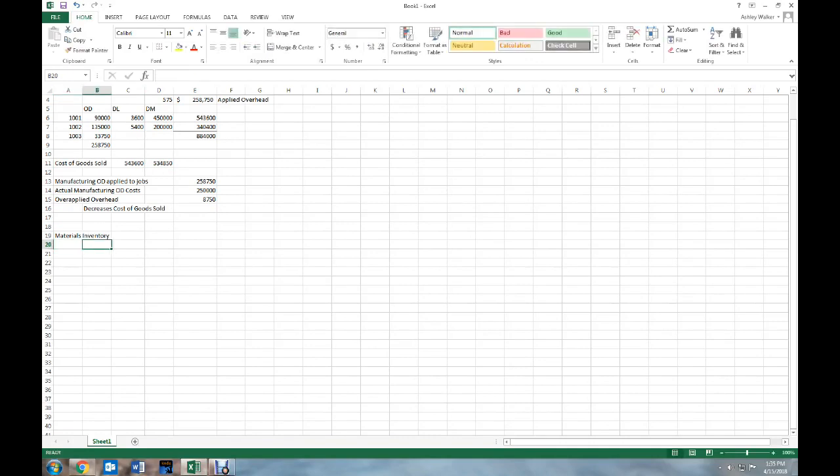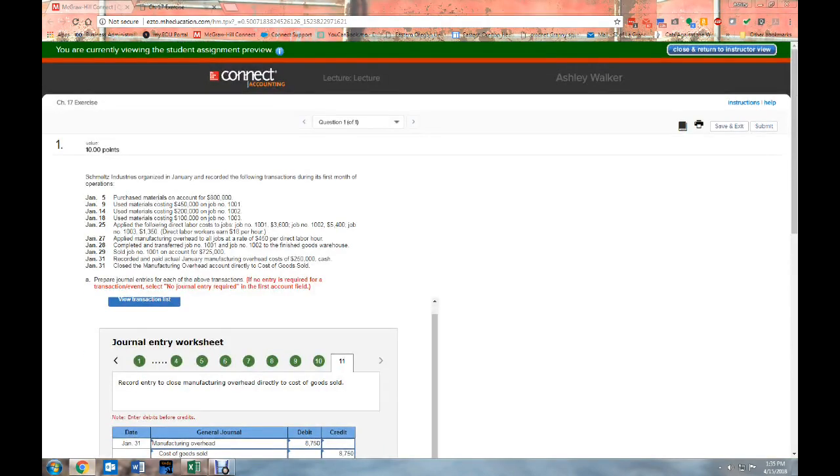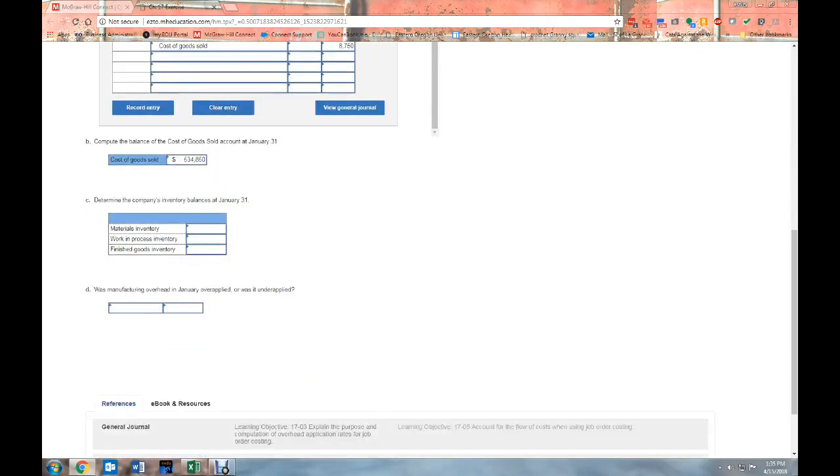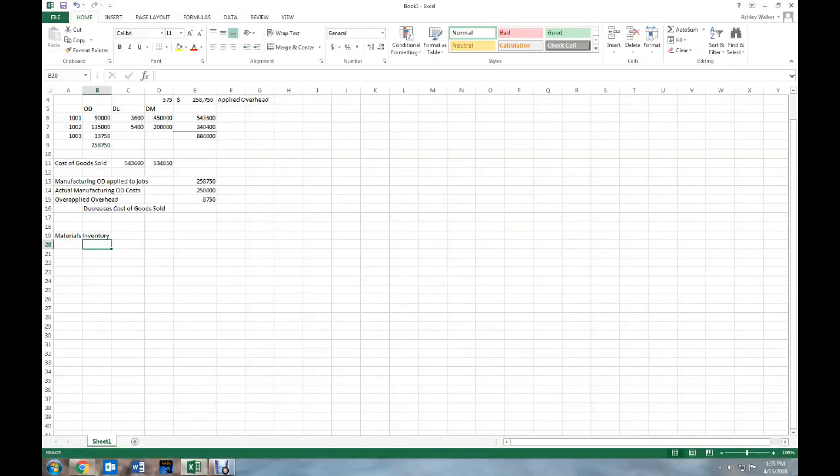Okay. So if all else fails, start at the beginning. So we go look at our beginning materials inventory. Remember, this is our first month of operations. What's going to be our beginning balance in our direct materials inventory? Hopefully you said 0, because we couldn't have had any, we're just starting out.